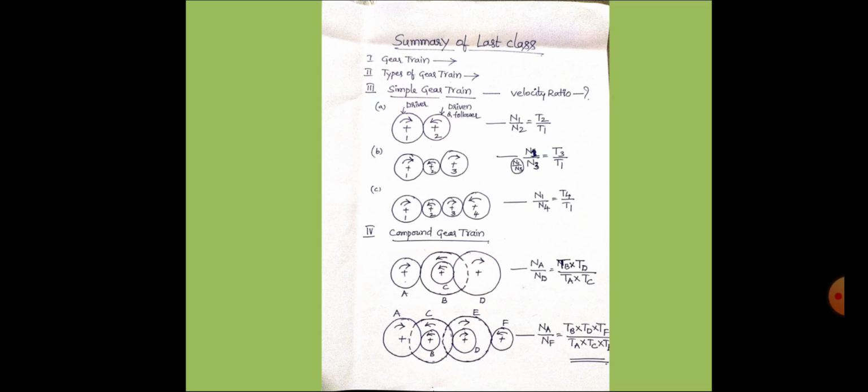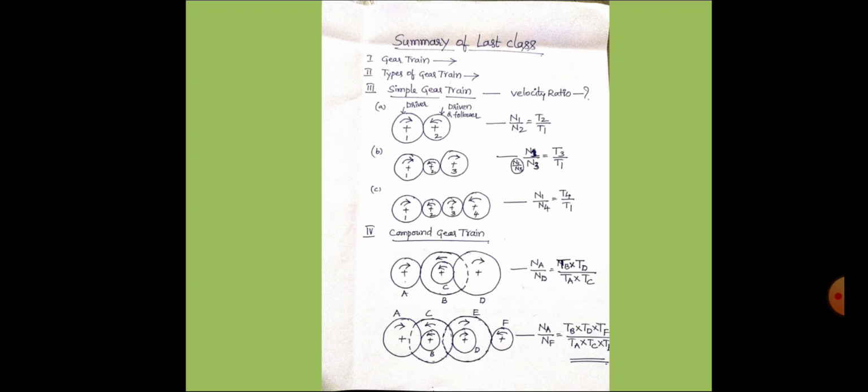That is equal to what? That is equal to the ratio of reciprocal of their teeth. That is equal to the number of teeth on the driven, that is nothing but T2, and the number of teeth on the driver, that is T1. Therefore, in a simple gear train, if we have two gears, 1 and 2, the velocity ratio formula is N1 by N2 is equal to, reversed, T2 by T1.